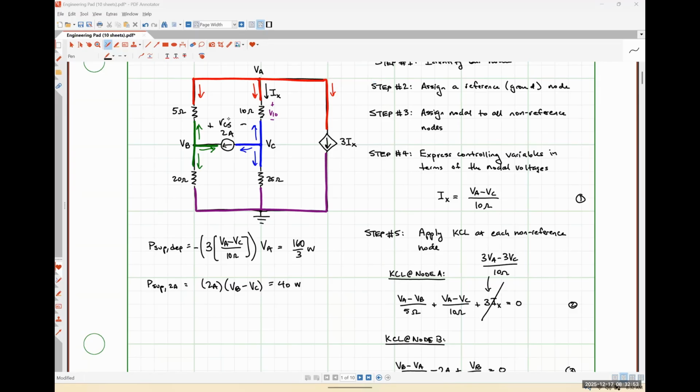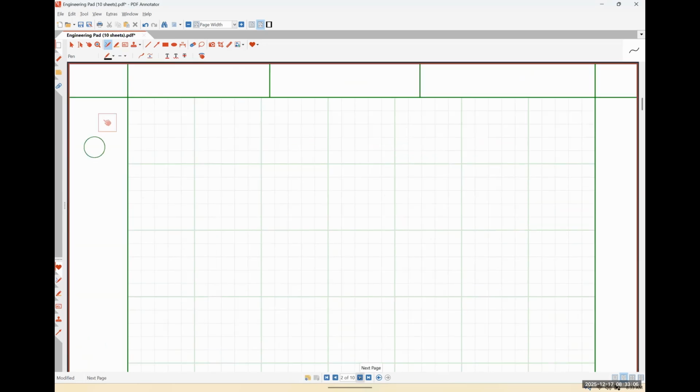All right. So now let's break things for a moment by including voltage sources. So this is going to be our second problem.